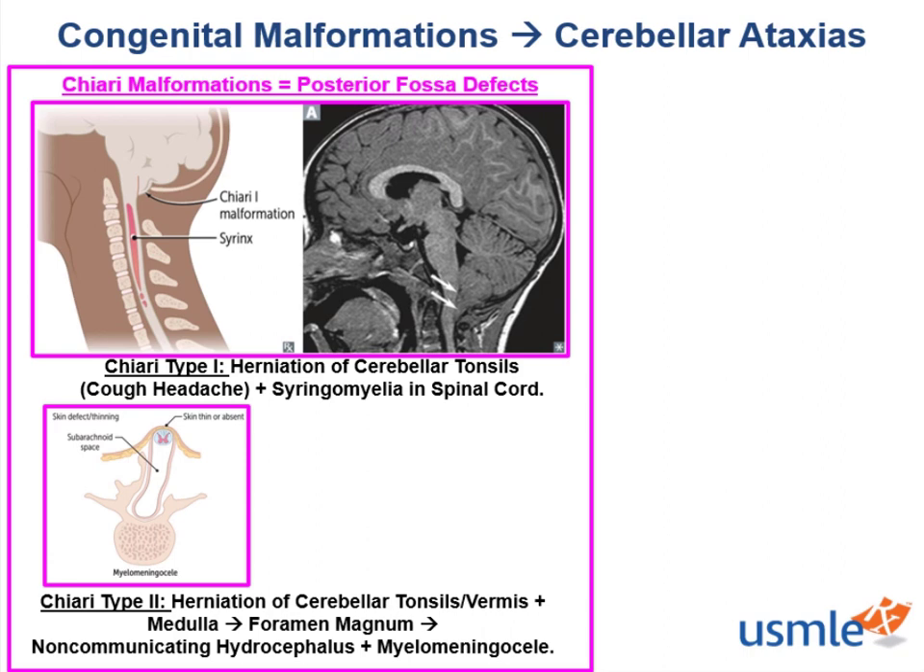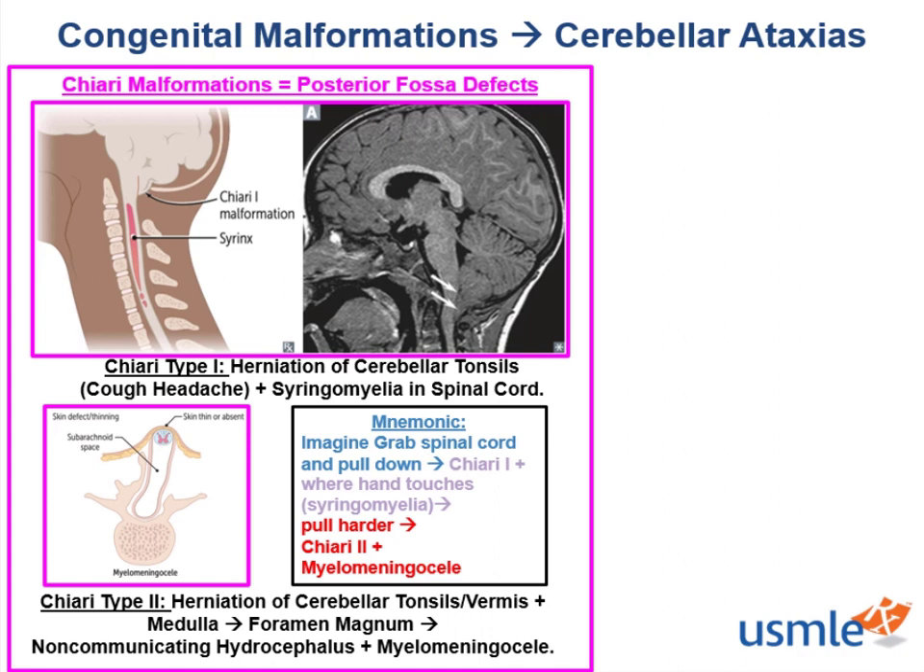Please know that fact. I remember these two conditions by imagining grabbing the spinal cord and pulling down. First, the cerebellar tonsils would herniate, a type 1 Chiari malformation, and where my hand touches would represent the syrinx for syringomyelia. If I pulled on the spinal cord even harder, the cerebellar tonsils, vermis, and medulla would all herniate through the foramen magnum, a Chiari type 2 malformation. Lastly, if you imagine pulling so hard that you rip the entire spinal cord out of the spinal column, that would represent a myelomeningocele in a type 2 Chiari malformation.